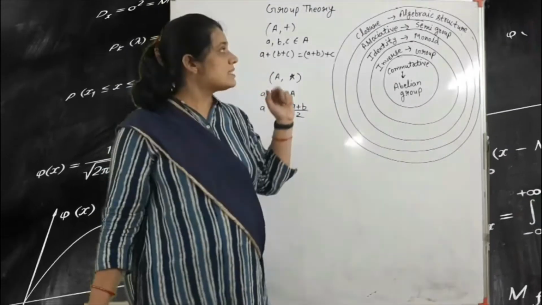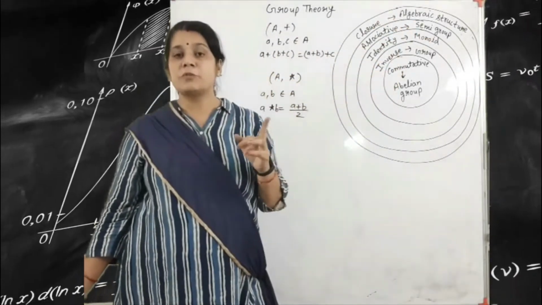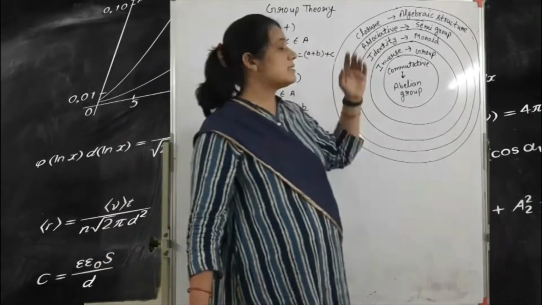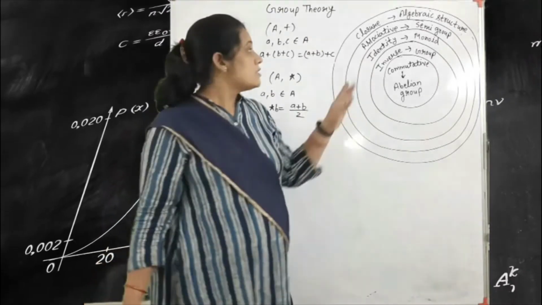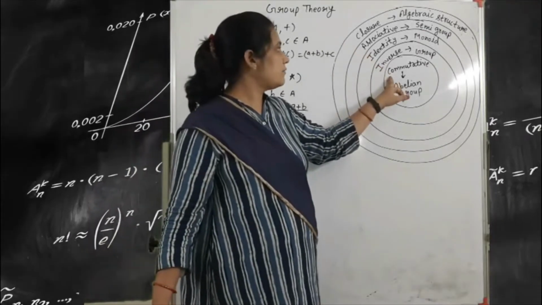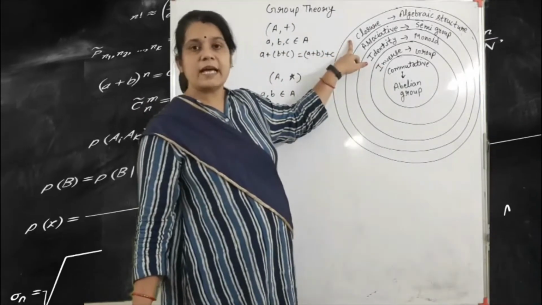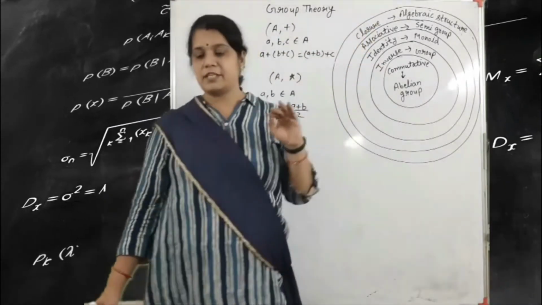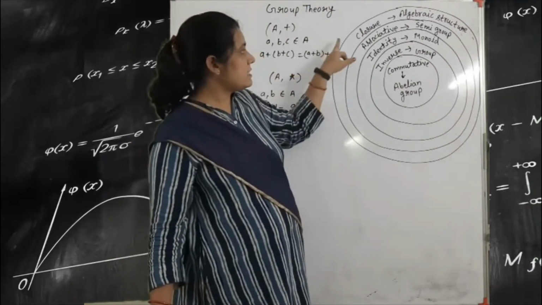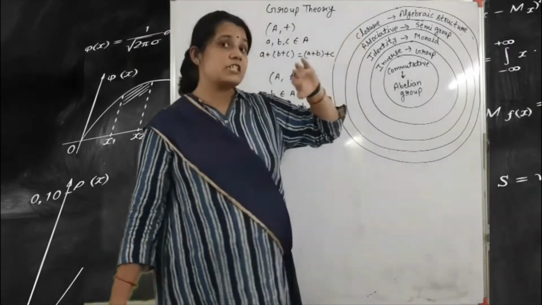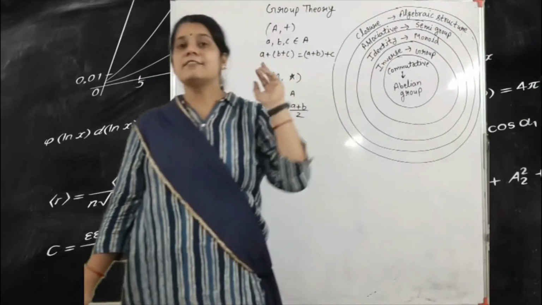Next, if a set A satisfies the associative property, then we can say that this is a semigroup. But it is not only the associative property. See this diagram very carefully. If a set A satisfies the closure property, then we can say that this is an algebraic structure. But if the set A satisfies closure and associativity both, then we can say that this is a semigroup.